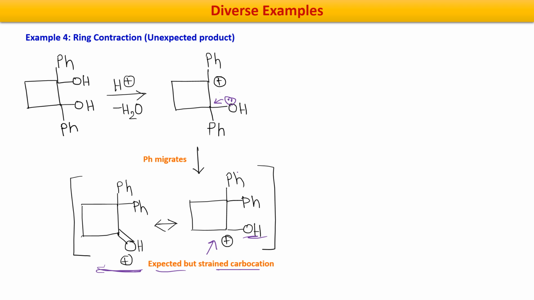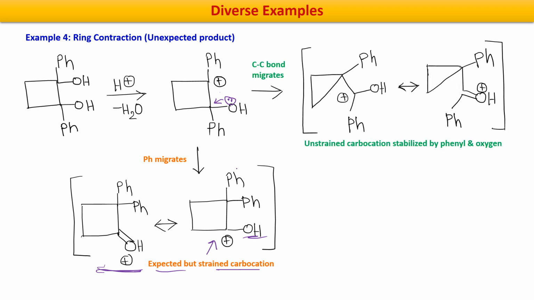If instead of phenyl migration, we are doing something else, that is, we are migrating this C-C bond. Suppose we are migrating this C-C bond, so it will go there. So this C-C bond, if it is broken, now positive charge will be generated here. Now see, it can breathe properly.